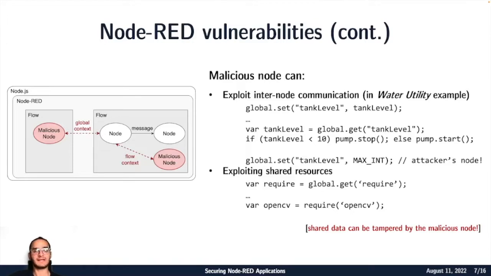Context can also be used for sharing resources, such as Node.js libraries. An attacker can encapsulate the library such that it collects any sensitive information sent to the library. Our empirical study shows that around 20% of the flows make use of contexts, meaning that they can be targeted by an attacker.